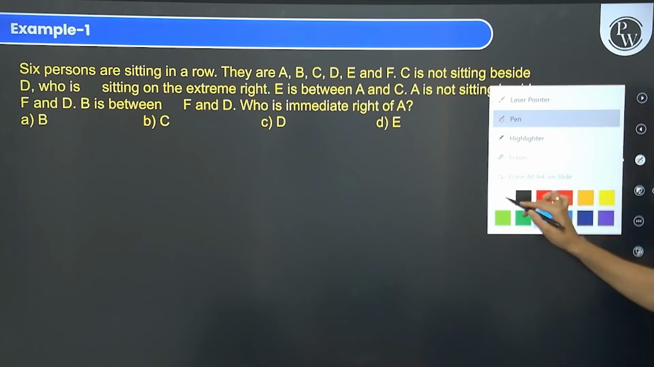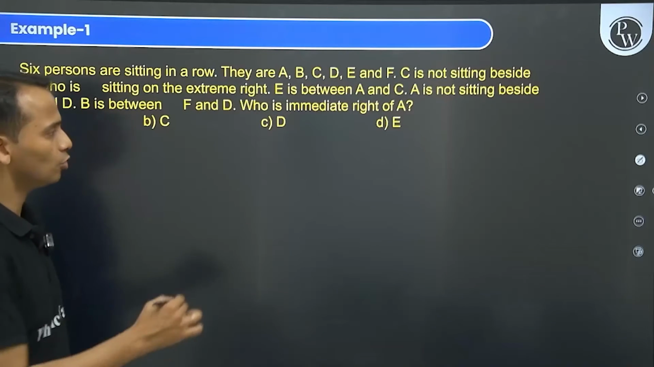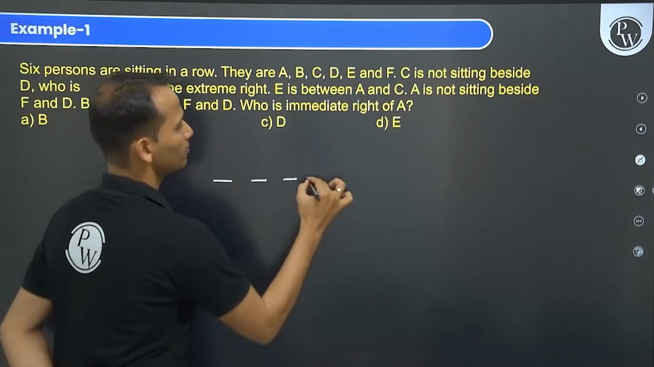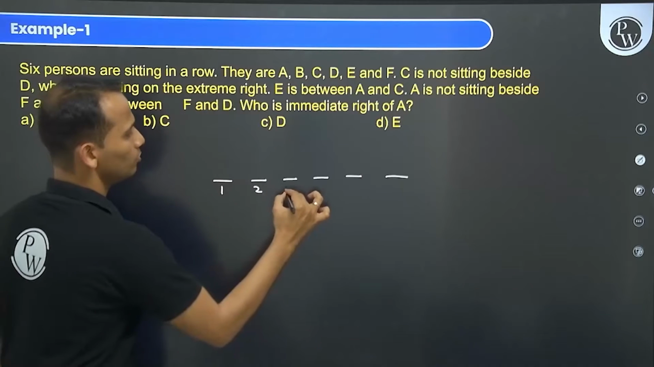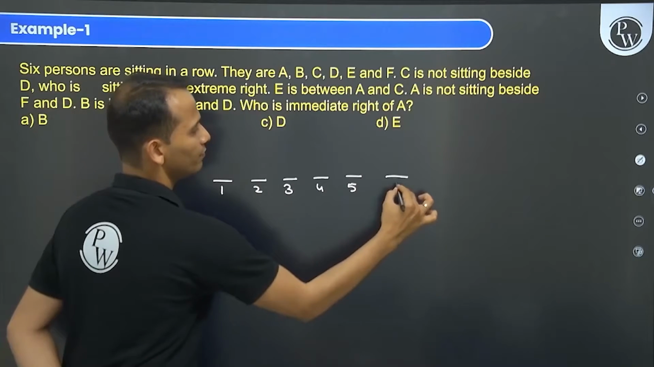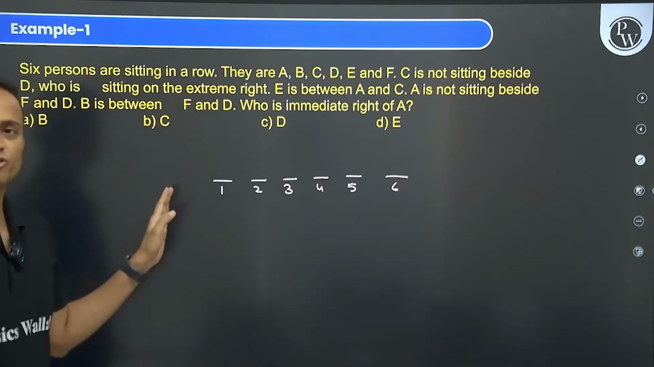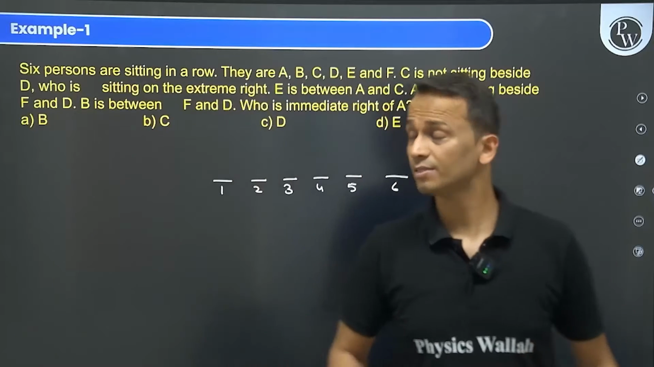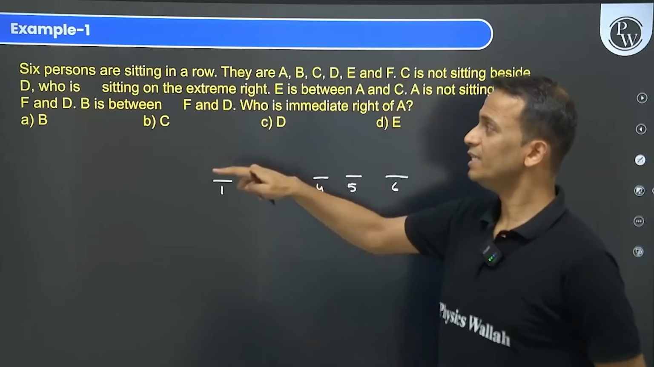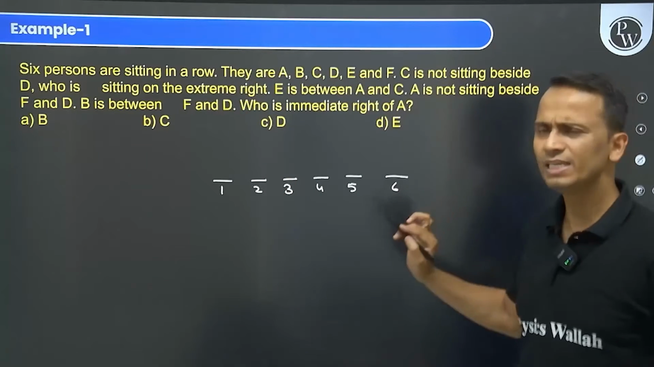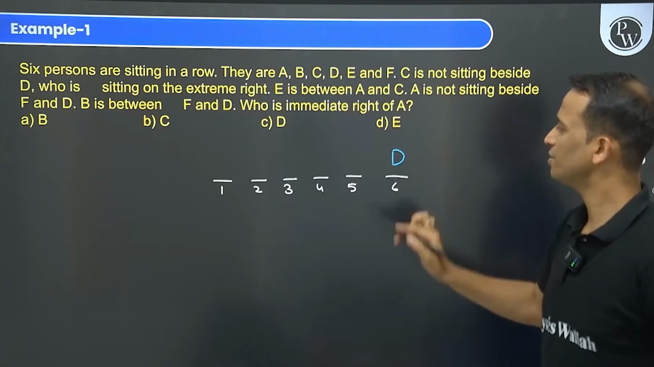Okay, so let's draw this arrangement. First of all, there are 6 people sitting, so I'll draw 6 chairs. Let me number these chairs: 1, 2, 3, 4, 5, and 6. Now this is the extreme right hand side, and this is the extreme left hand side. Okay, right? Now C is not sitting beside D. D is sitting on the extreme right, so D's position is fixed at the extreme right. So I'll place D at chair number 6.